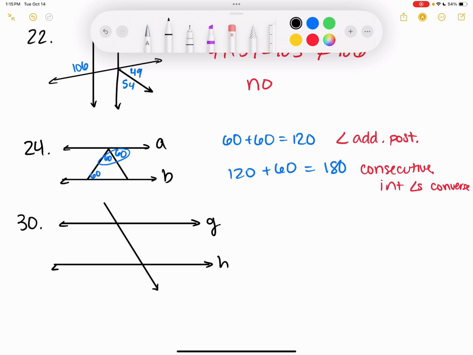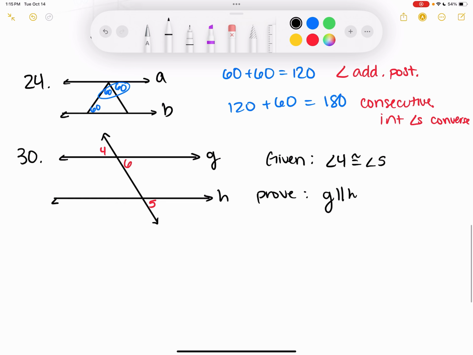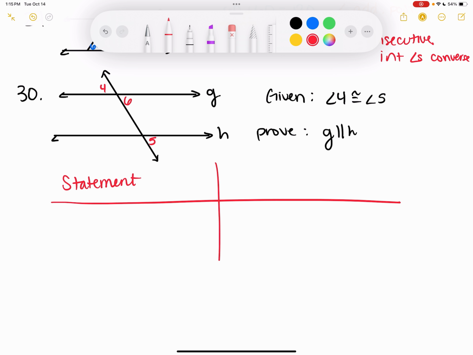So I'm proving the alternate exterior angles converse. So I can't use that. I can't use it to prove itself. So I'm going to have to use other things instead. And the given information is that angle 4 is congruent to angle 5. I'm trying to prove that G is parallel to H. So statement, reason.